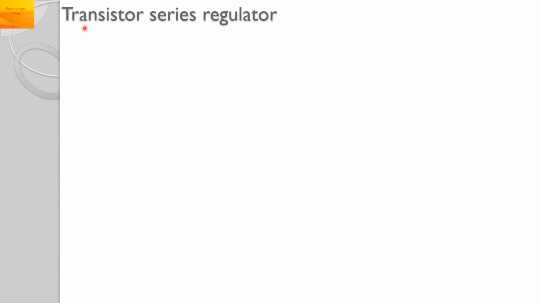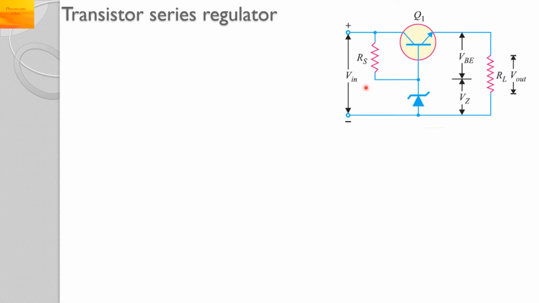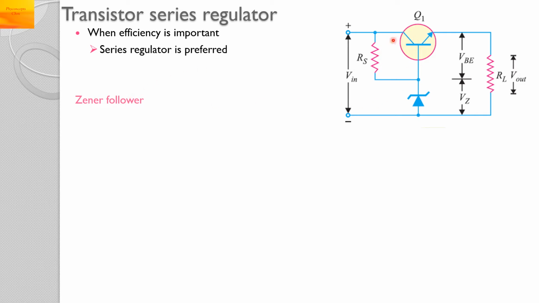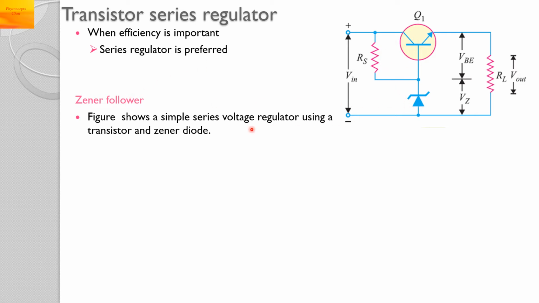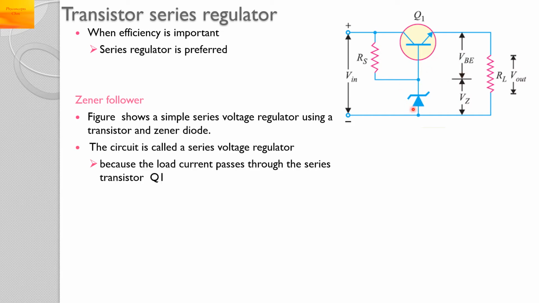We will study about the transistor series regulator. This is the circuit diagram. When the efficiency is important, the series regulator is preferred. There is a Zener follower circuit over here. So there is a transistor and a Zener diode used.